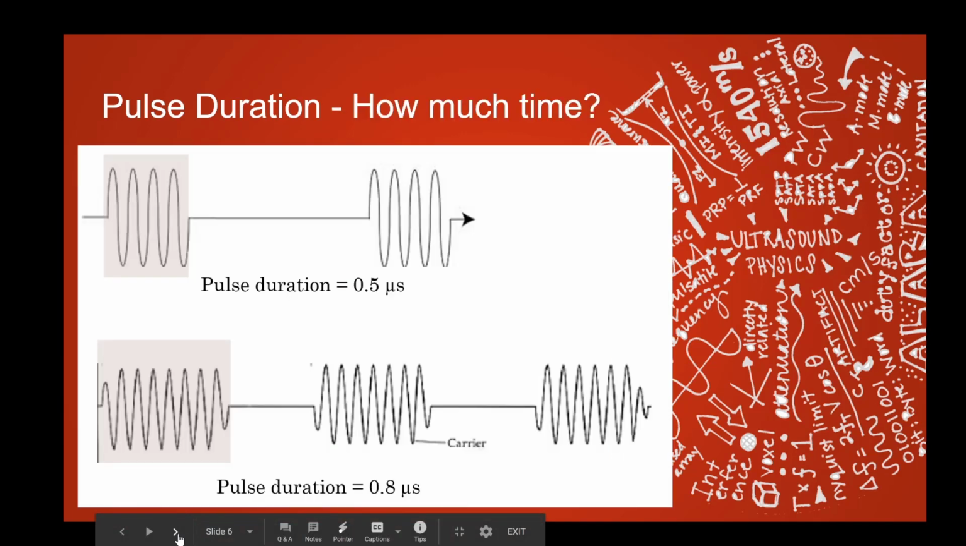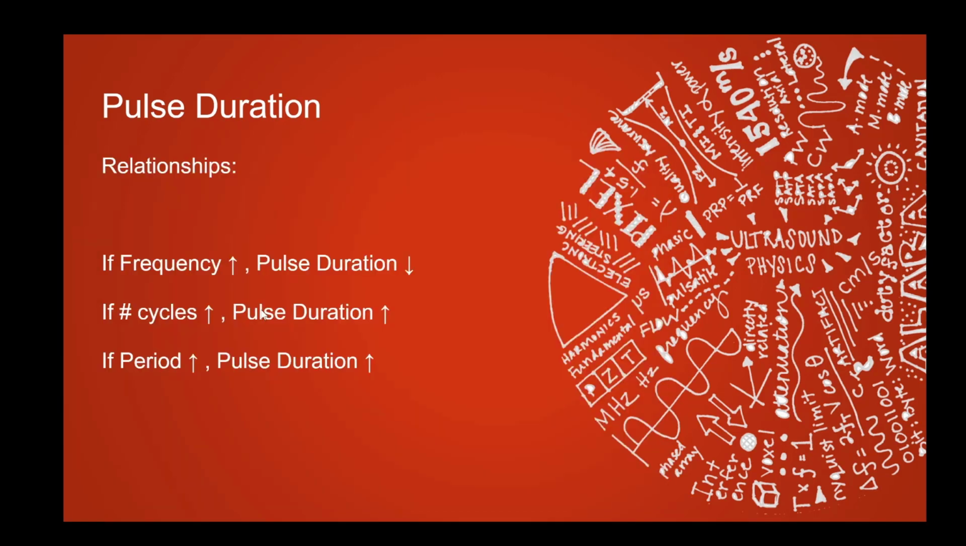So again, pulse duration is going to ask how much time does it take for one pulse to occur? What is the time that goes by as this pulse goes by? So it depends on a few factors that we see in this pulse. It has to do with frequency, it has to do with the number of cycles, and it has to do with the period. So let's take a look at these concepts then.